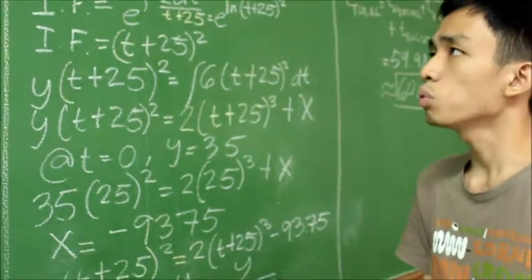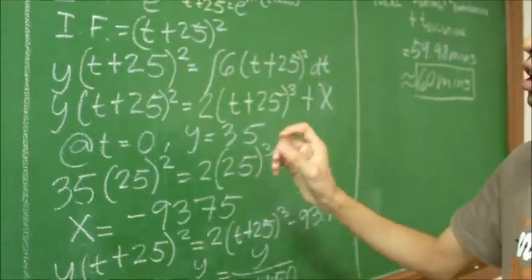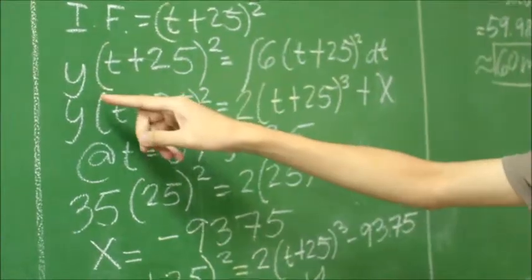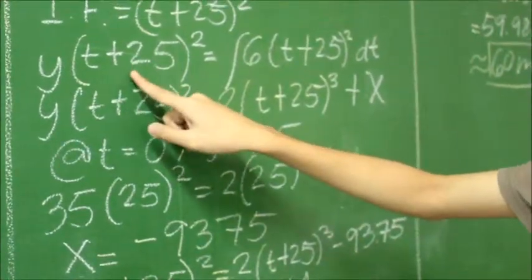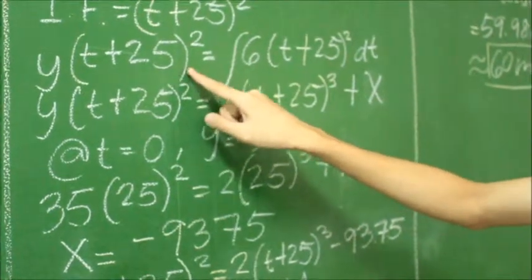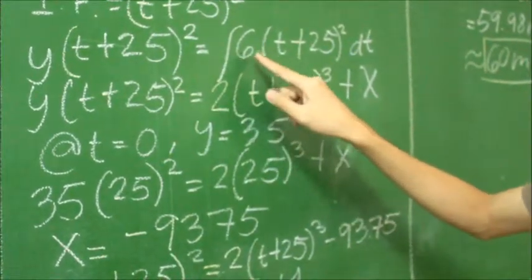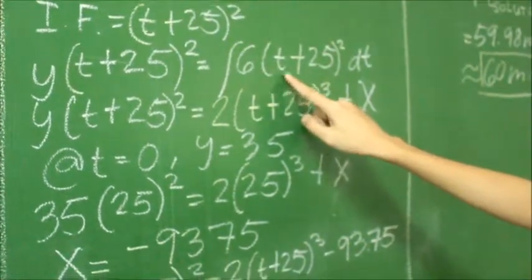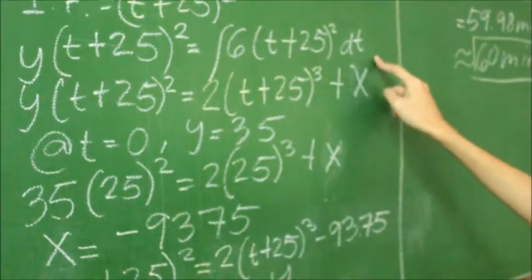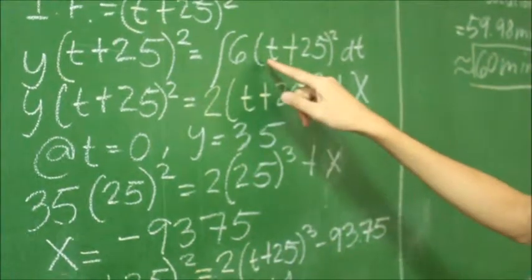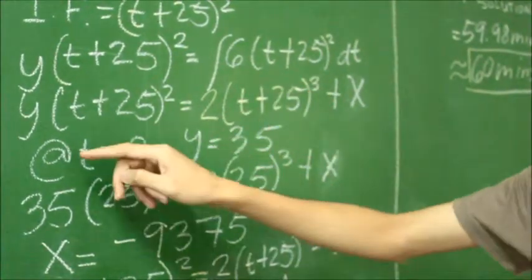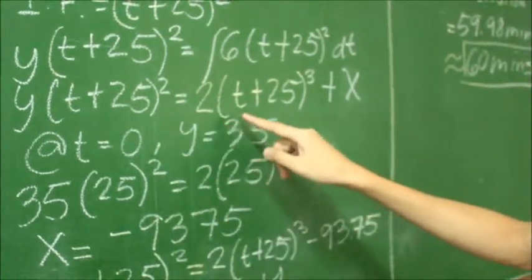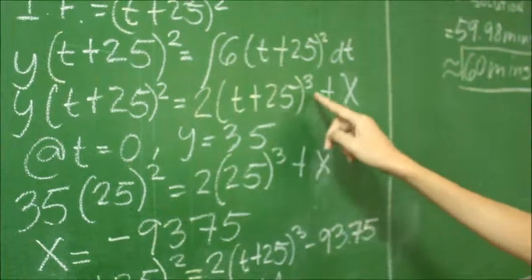And to solve this, we need to use the technique in solving linear in one variable. And we just use y times the integrating factor, t plus 25 quantity squared, is equal to the integral of q of x, which is 6, times the integrating factor t plus 25 quantity squared dt. And we integrate the right side of the equation, and the equation will become y times t plus 25 quantity squared is equal to 2 times t plus 25 quantity cubed plus x.